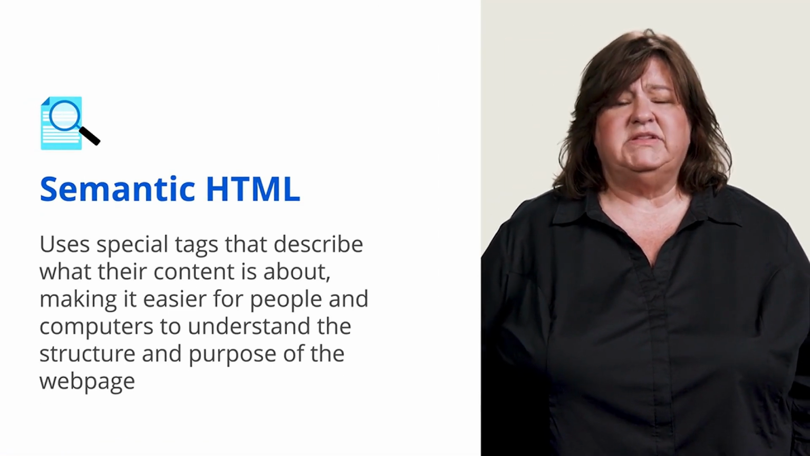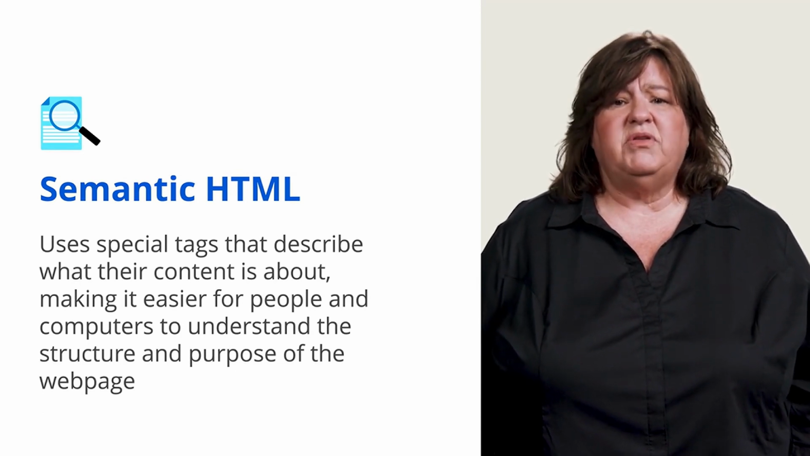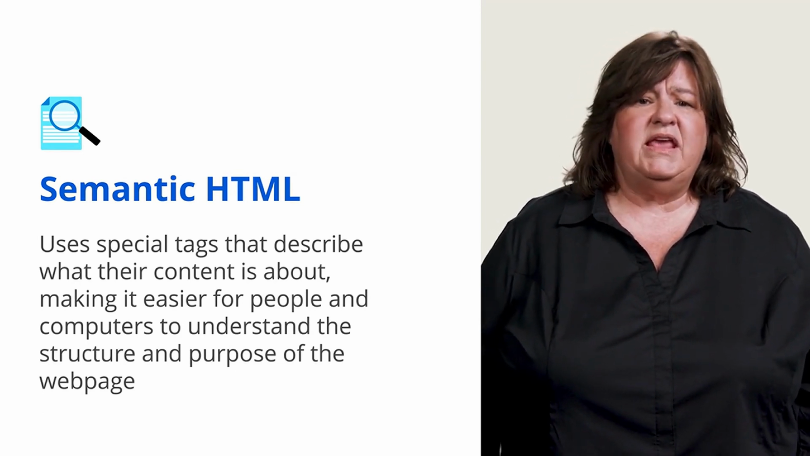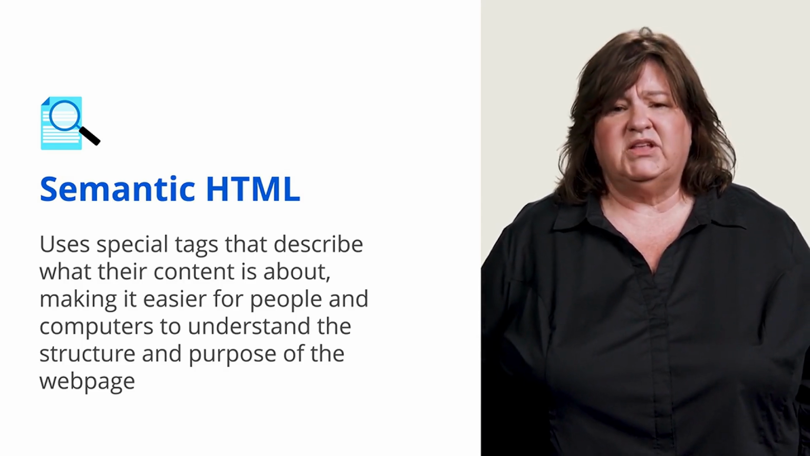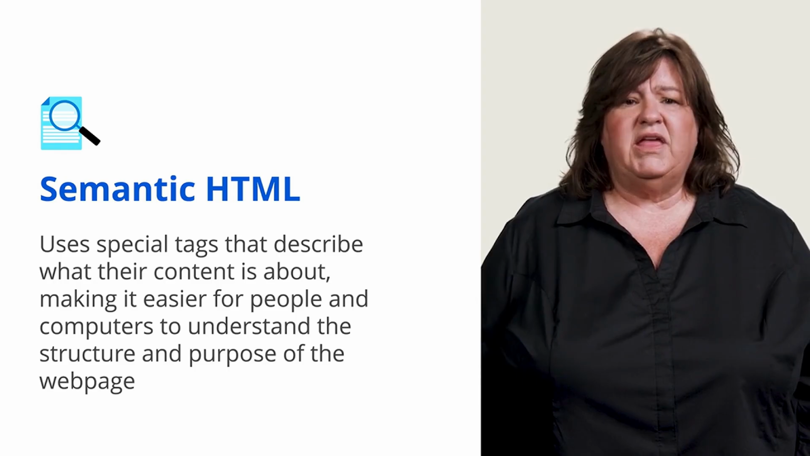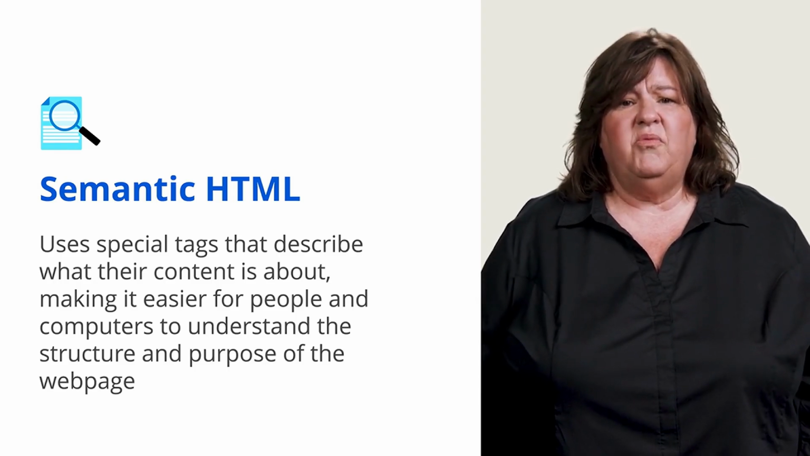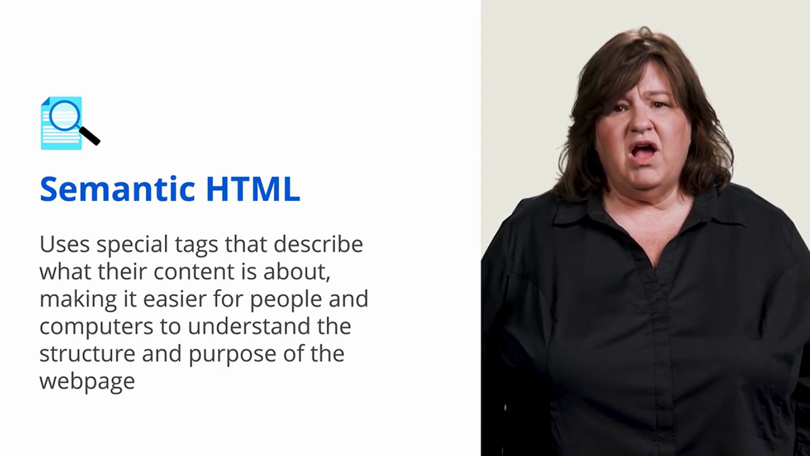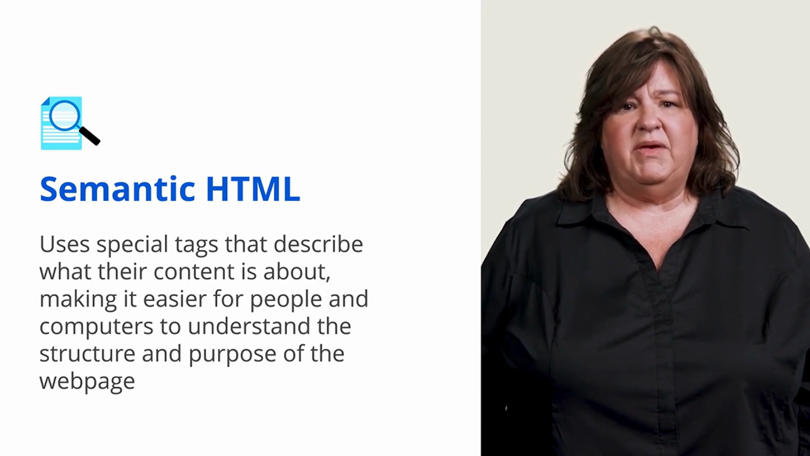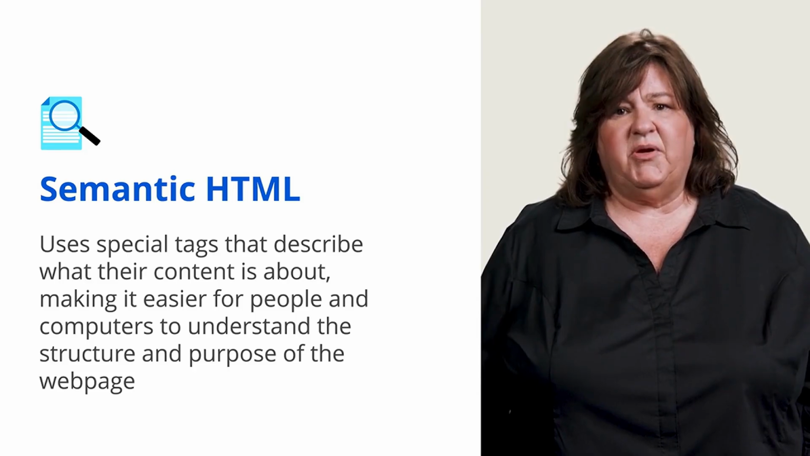Another way to make an HTML page more meaningful is by using semantic HTML. Semantic HTML uses special tags that describe what their content is about, making it easier for people and computers to understand the structure and purpose of the web page. This is like using clear labels on library shelves to help people find the books they want quickly. There are several common types of semantic HTML tags, each with a specific purpose. Let's look at some of them.